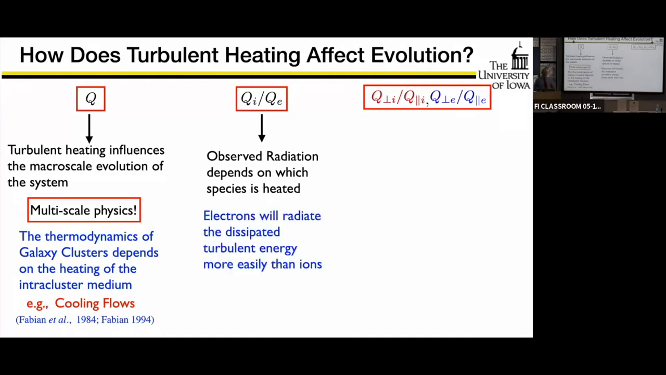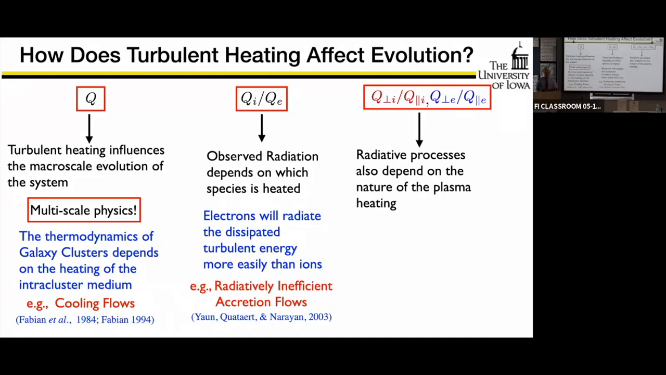So if the electrons are heated primarily, they are going to radiate their dissipated turbulent energy much more easily than the ions will. This is the example of, say, radiatively inefficient accretion flows, where if you dump a lot of energy in the ions and they fall beyond the event horizon, well, you never see that energy again, and there's no observational emission that we can see from that. So it has a significant observational consequence.